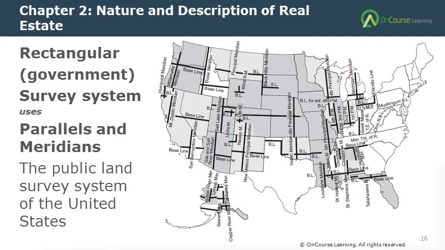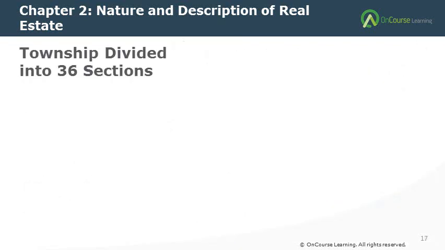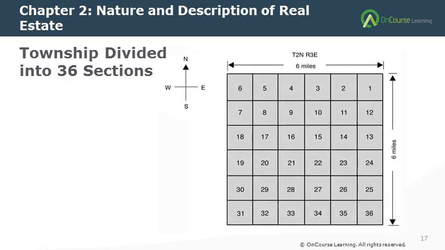These parallels and meridians are 24 miles apart. They then form what's called checks. These checks are 24 miles by 24 miles. Checks are then divided into 16 townships. So each check is divided into 16 townships. Each township is 6 miles by 6 miles. So this is a picture of one township.